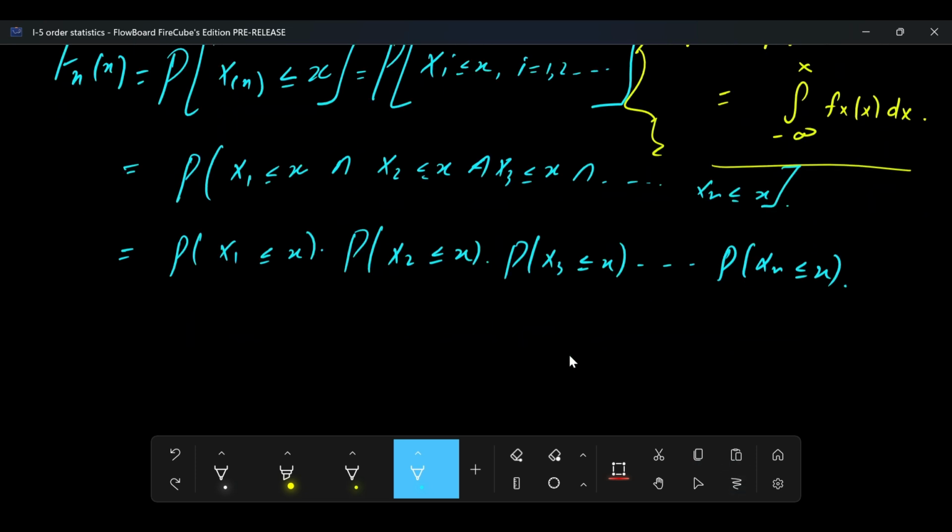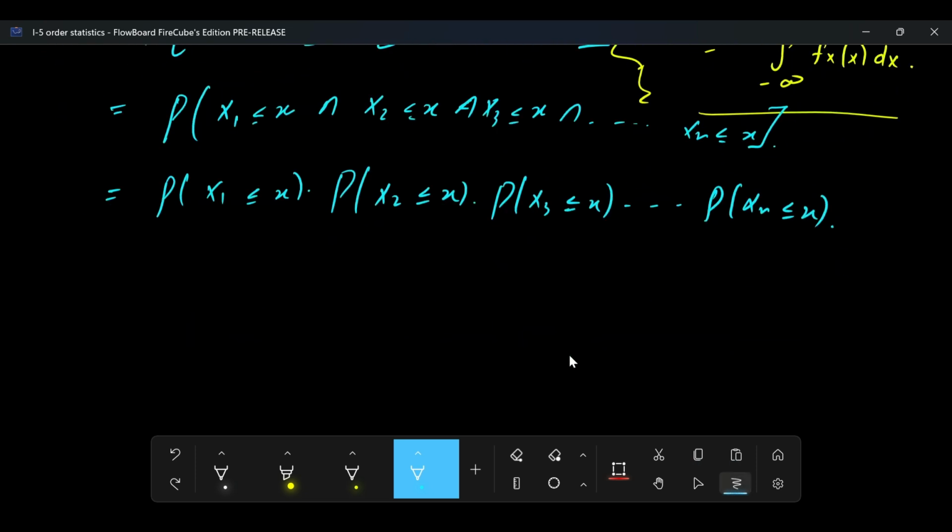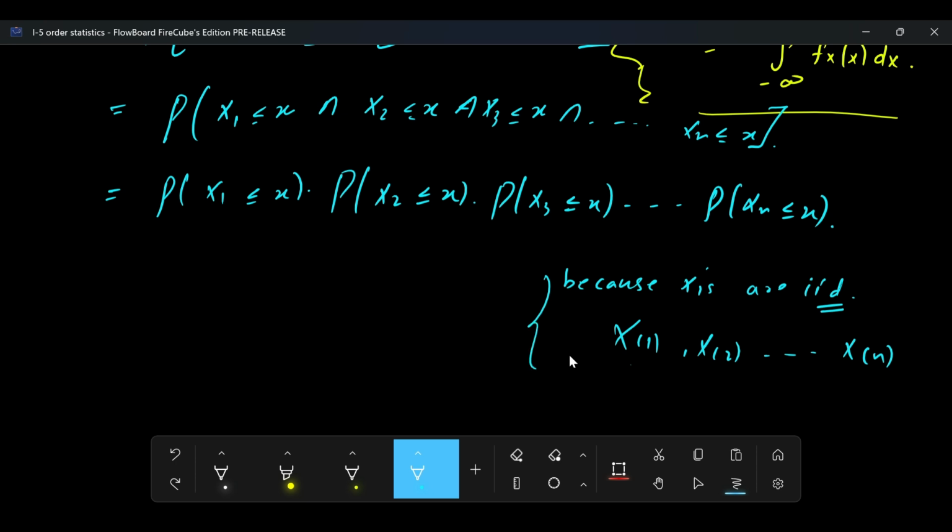This is because xi's are IID. Remember, whenever you talk about the order statistics, let's suppose x1, x2 up to xn, x1 and x2 are independent of each other, x1 and x3 are independent of each other. It means that order statistics are independent to each other.